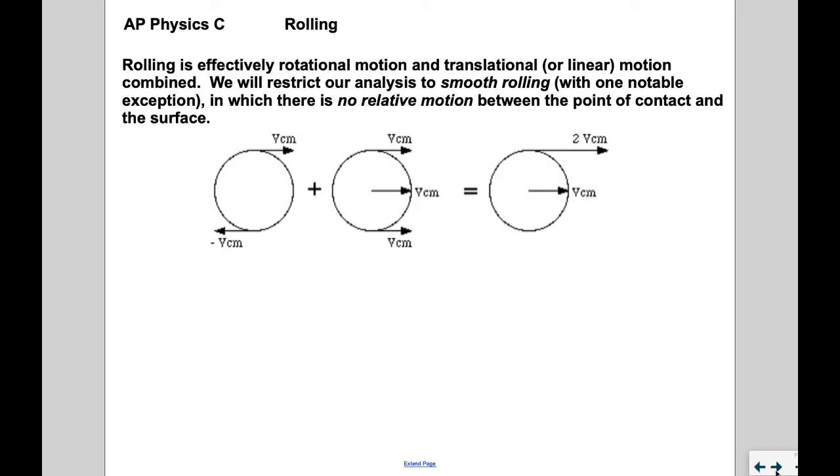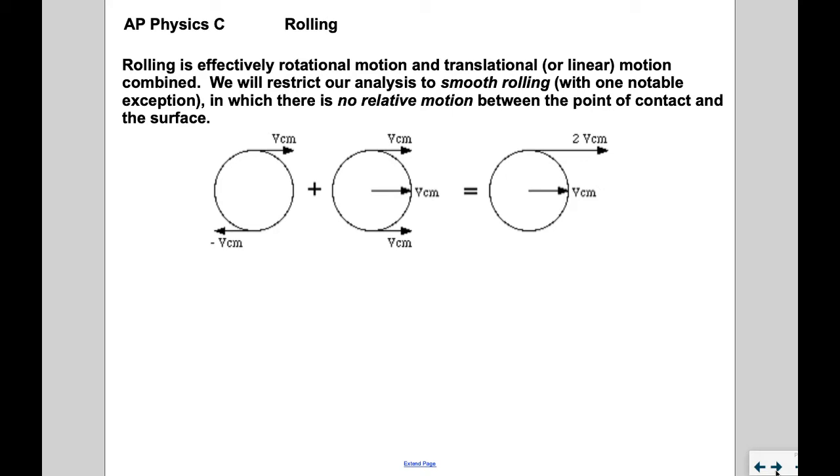So when we have something that is rolling, we have rotational motion and translational motion combined. We're going to restrict our analysis to what's called smooth rolling. In smooth rolling, there is no relative motion between the point of contact and the surface.